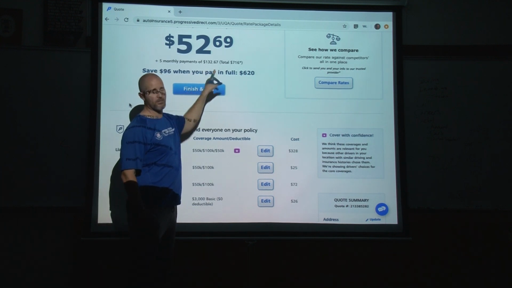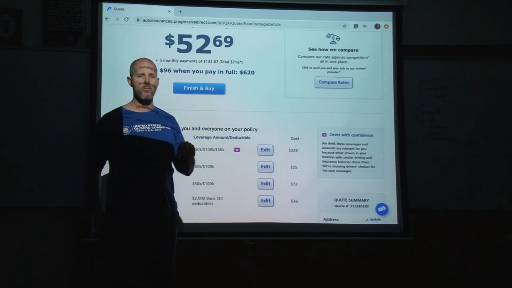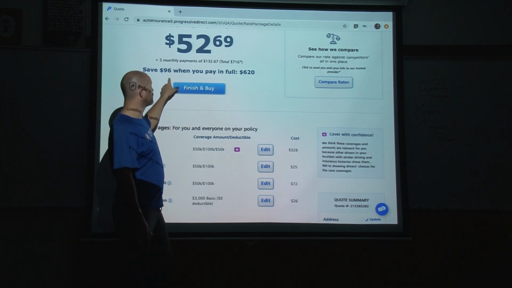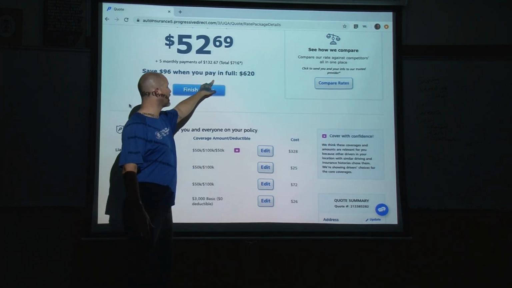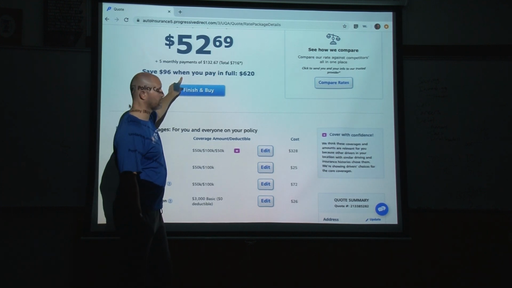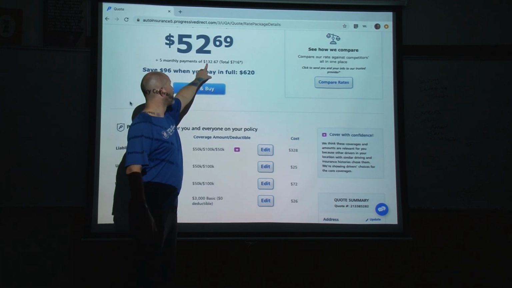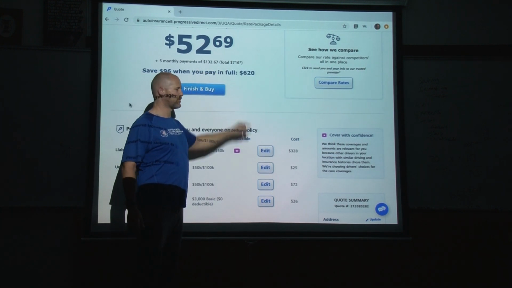Okay. Now, something that does happen with auto insurance, if you pay for all 6 months up front, you pay it in full, you will save a little bit of money. And so that's a good idea to do if you can do that, okay? If you've saved up money and you can do that, you should pay that in full, okay? But we'll focus on that $132 a month, okay?